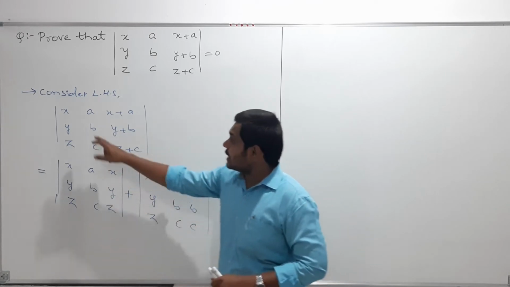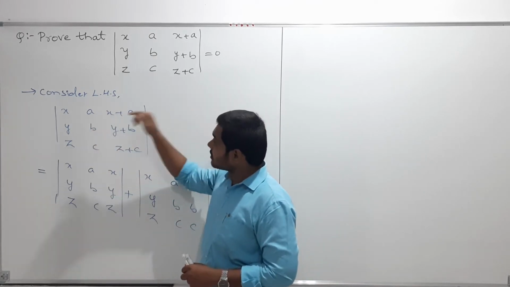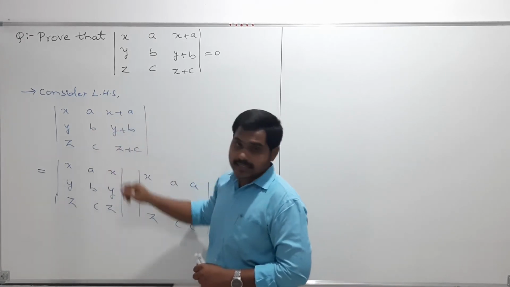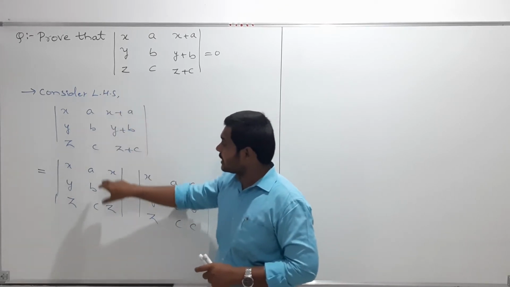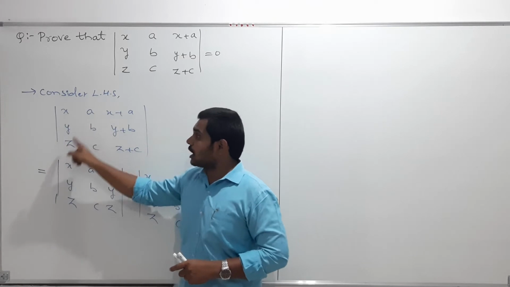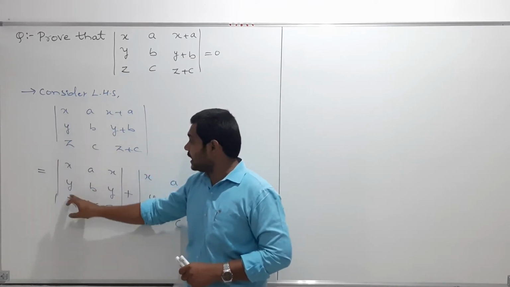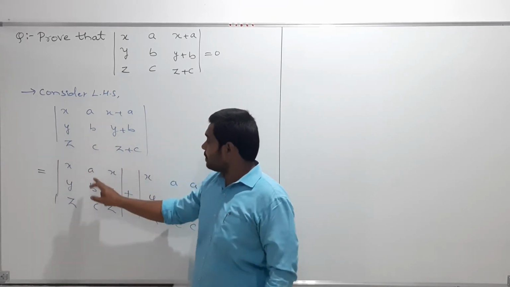Here we have two terms, x plus a, y plus b, z plus c. So this determinant I can write, taking these two columns, as x, y, z and a, b, c, a, b, c.